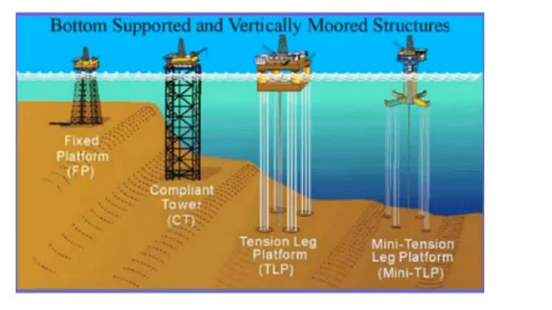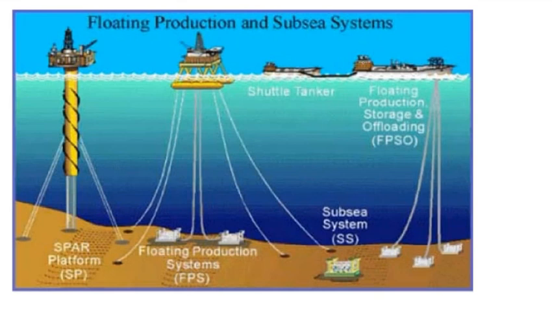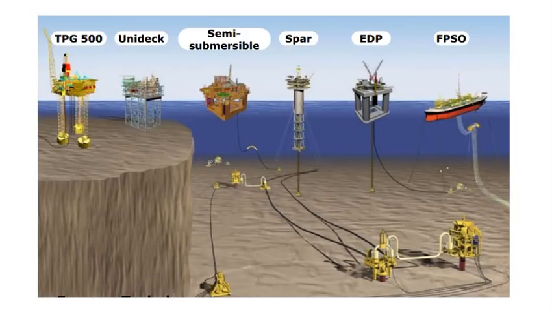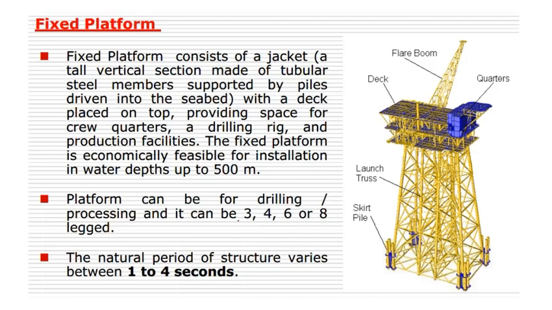You can see these fixed platforms and compliant towers, tension leg platforms, mini tension leg platforms. Floating production systems also, you can see this is a spar platform. These are the floating production systems, FPS, with a shuttle tanker and floating production FPS hose. Also, subsea systems are there. And the TLP, semi-submersible, spar, FPSO, fixed platform.